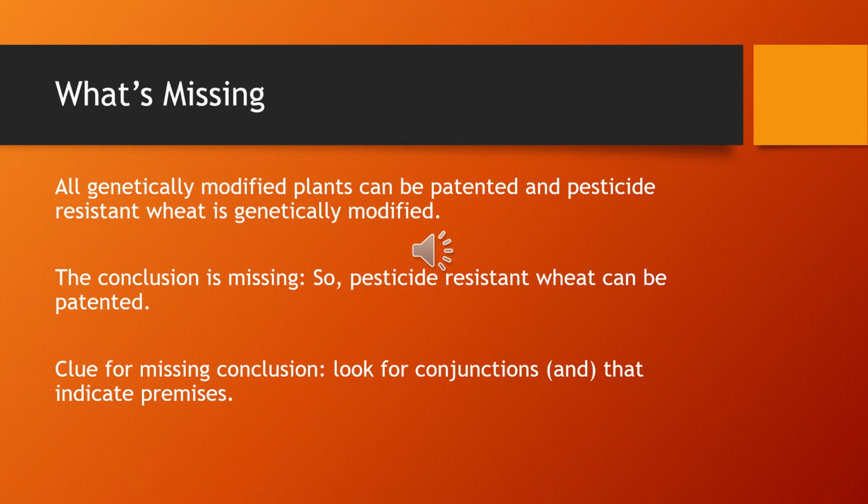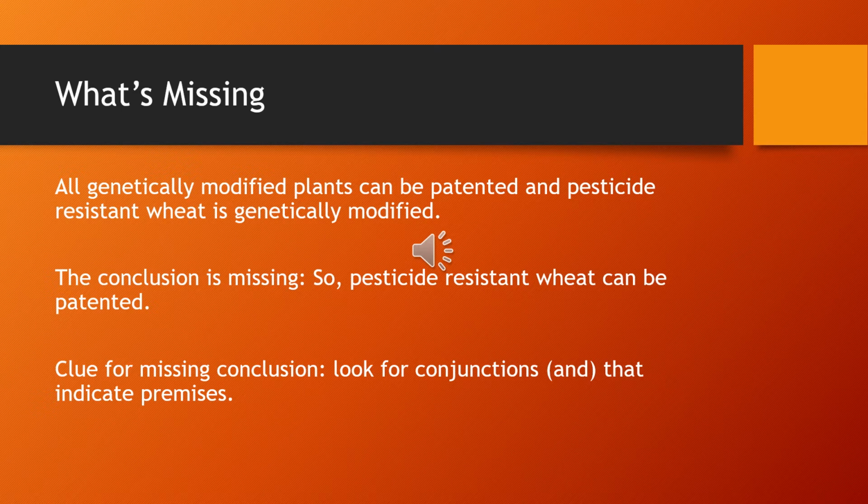All right, so did you determine what's missing here? The conclusion is missing. All genetically modified plants can be patented, and pesticide-resistant wheat is genetically modified, so the conclusion would go, pesticide-resistant wheat can be patented. The conclusion links together the two premises and draws the information out.